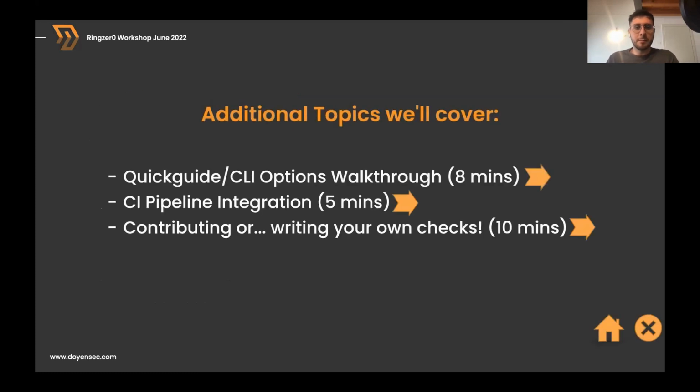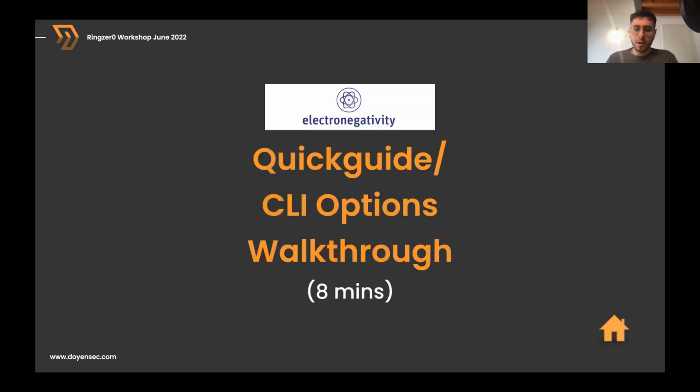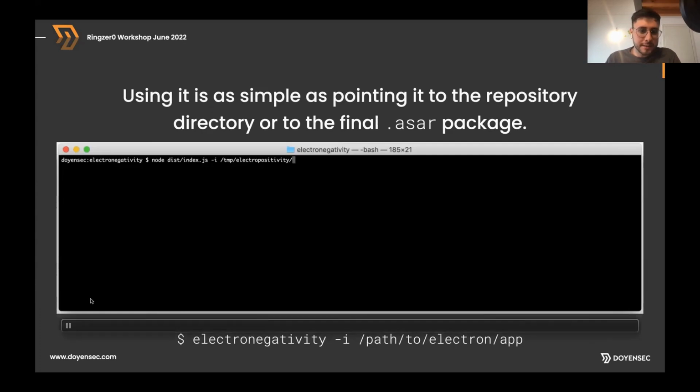So now I'll drill down on some of these topics, starting from what a basic usage of Electronegativity looks like. Here you can see that the minimum argument required is the input one, using the -i command flag that specifies the directory of the target application.